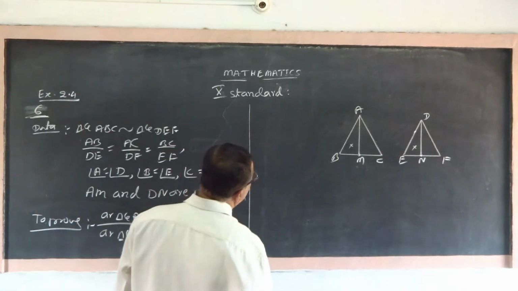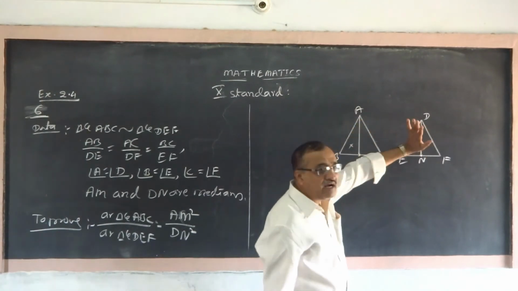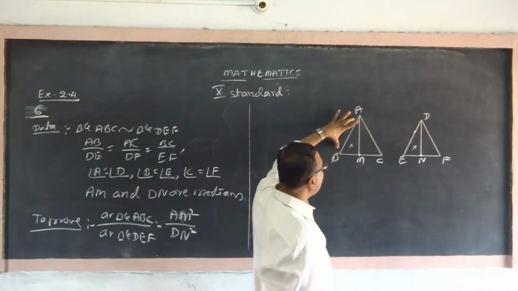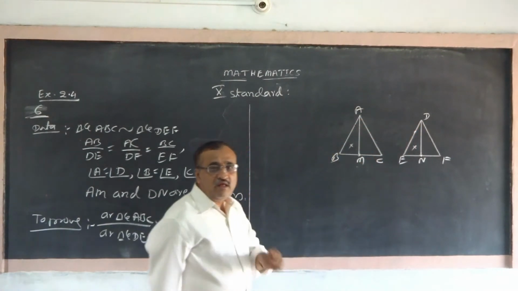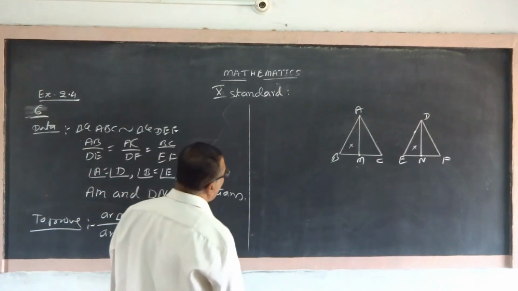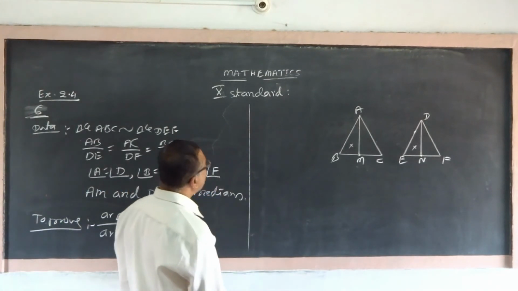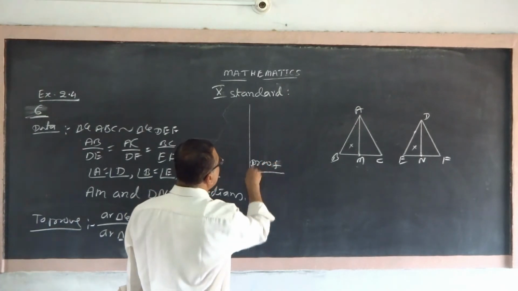We have to prove that AB by DE is equal to AM by DN. Actually, the first point is that if we prove AB by DE is equal to AM by DN, our work is done. So what shall we prove? Where shall we start the proof from?